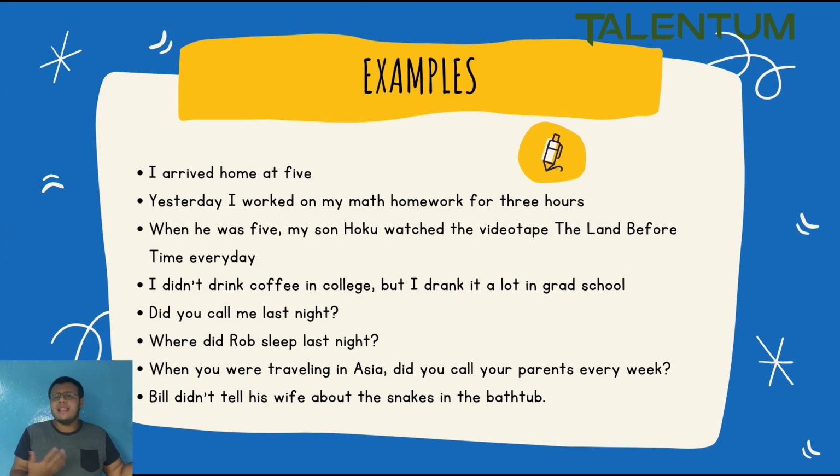Did you call me last night? Where did Rob sleep last night? When you were traveling in Asia, did you call your parents every week? And finally, we have: Bill didn't tell his wife about the snakes in the bathtub. Obviously, all of these examples are situated in the past, things that already happened and are already finished.